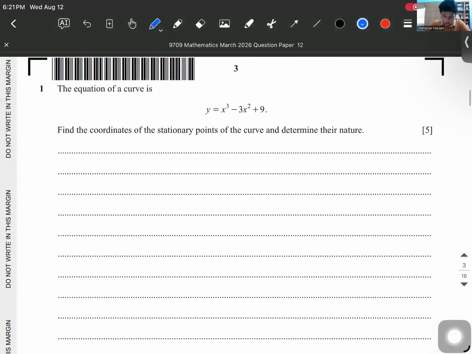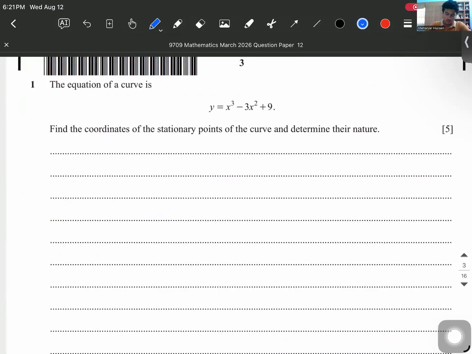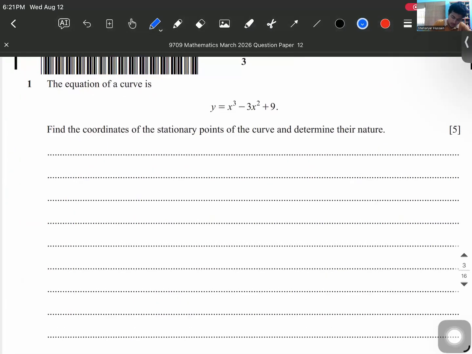So the first question is: the equation of a curve is y equals x cubed minus 3x squared plus 9. Find the coordinates of the stationary points of the curve and determine their nature. To find the stationary points, we know that at the stationary points, dy by dx equals 0. Therefore, let's differentiate this equation and equate it to 0 to find the x coordinates of the stationary points.